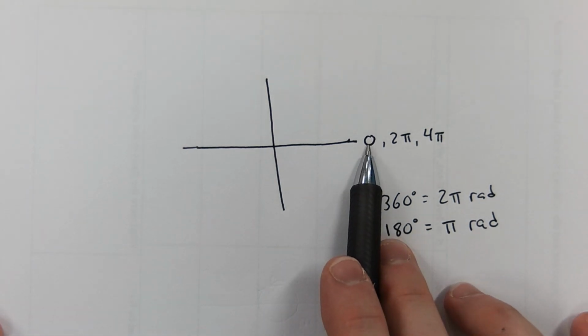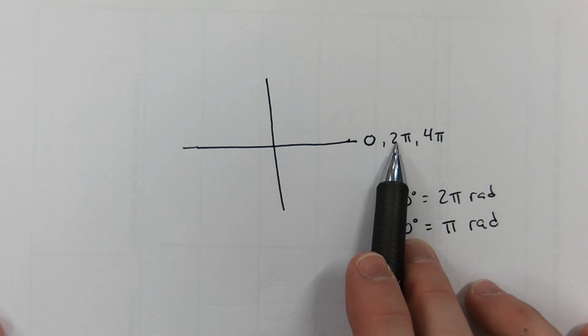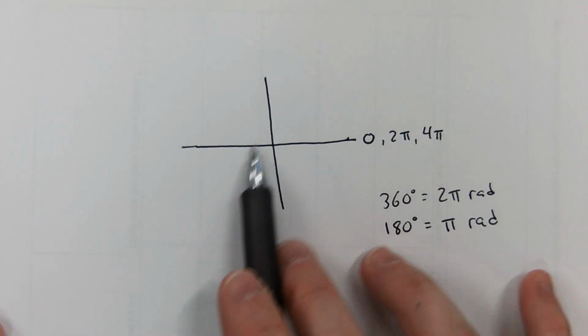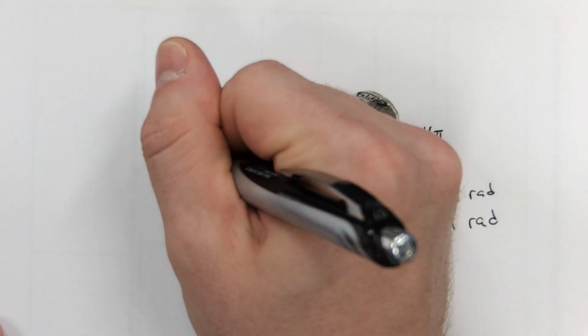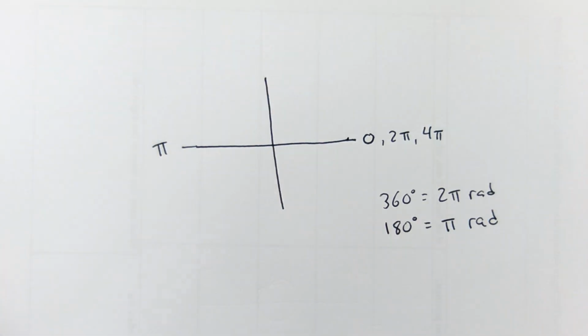So if this is 0, but it's also 2 pi, it's also 4 pi because these are coterminal for turning whole circles. Halfway through the 2 pi gets me to right here at pi radians.